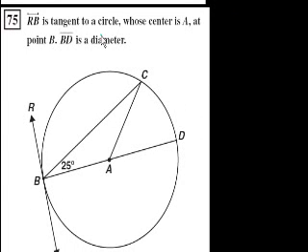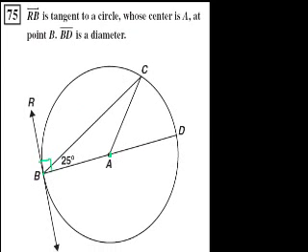RB is tangent to a circle. Tangent means that it just touches the outside of the circle right there at only one point, and it's actually perpendicular to the radius at that point. So this is the radius at that point. The center's at A. This is a radius, and it's tangent at point B, so it's perpendicular to the radius at that point. BD is a diameter. Okay, fair enough. A is the center, so that's kind of obvious.